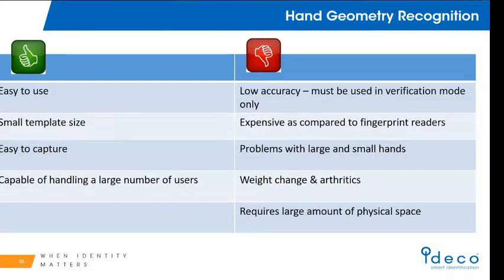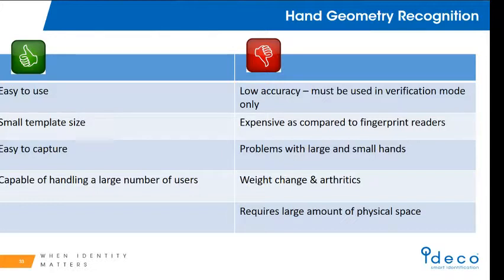The systems are typically more expensive than fingerprint readers. If you're missing digits or have very large or very small hands, it becomes more difficult to read. And typically, you need a fair amount of space because you're positioning your entire hand, mostly with the fingers open, from a hand geometry perspective.